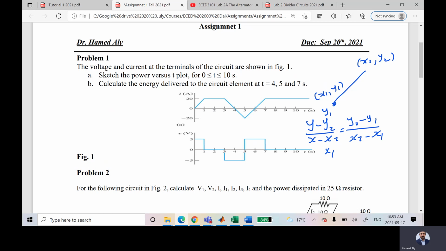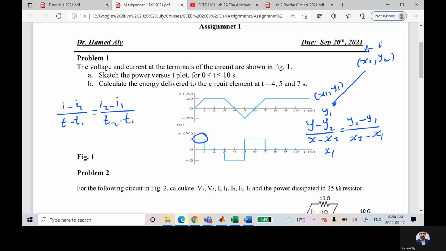Here, what we are talking about is time and current. So instead of using y and x, I'm going to use t and I. So I can say (I minus I1) divided by (T minus T1) is equal to (I2 minus I1) divided by (T2 minus T1). This is what I have to do for finding the equation of a straight line. But I don't need to do that for that part.